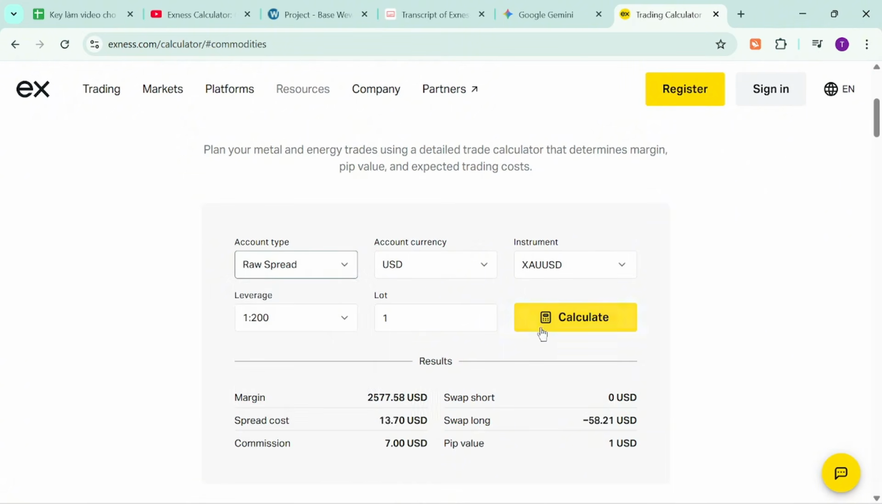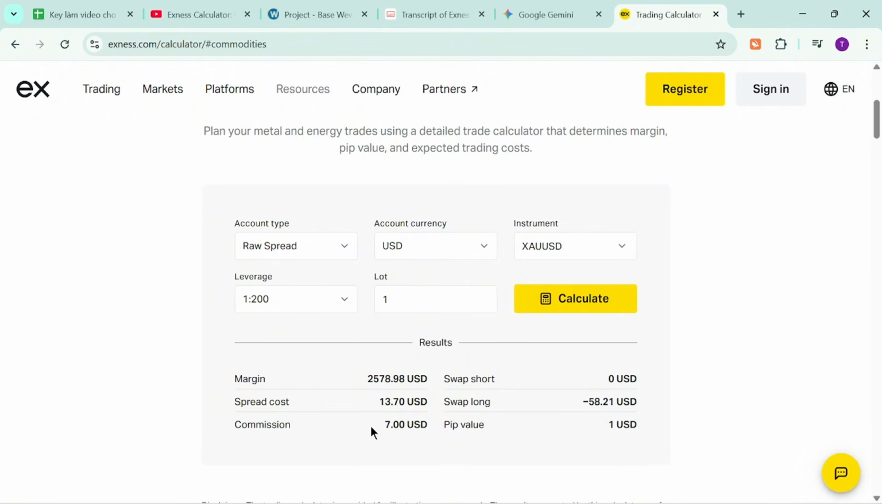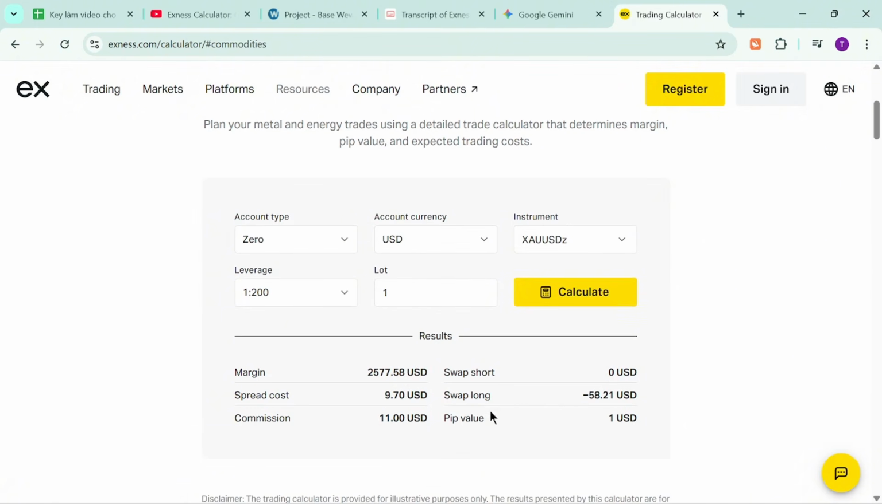Next, I will switch to a raw spread account. Using the same parameters, you will see the numbers change. With a raw spread account, the spread cost is only $13.70, while the overnight fee remains the same. Summing these results in $72, which is equivalent to about pips. This means you only need the price to move pips to start making a profit, which is more optimal than the standard account. Regarding the zero account, the spread cost returns to 9.7 US, meaning you lose much fewer fees for pips when entering the order.